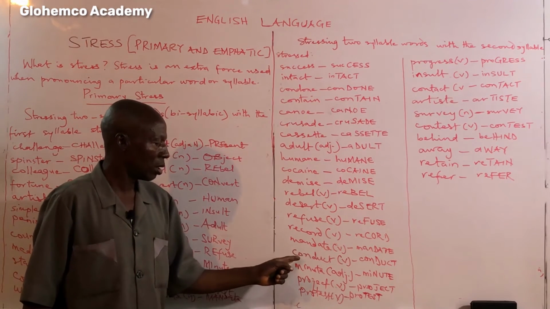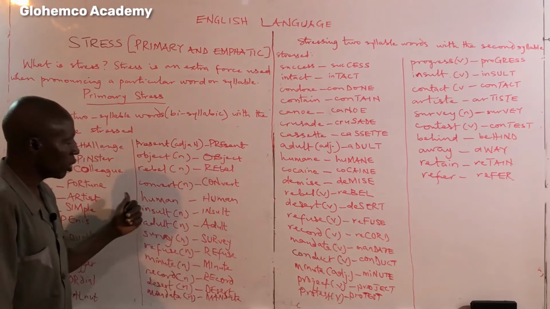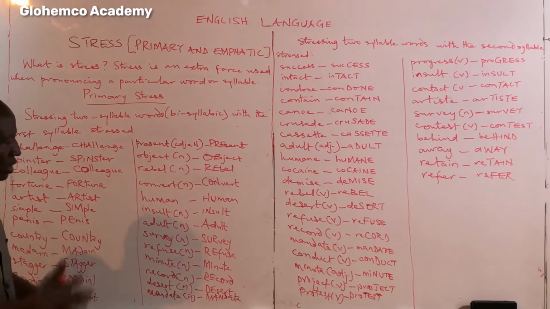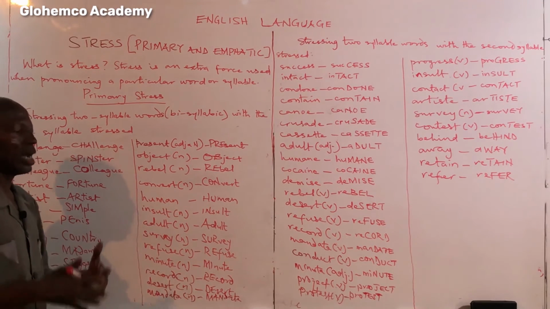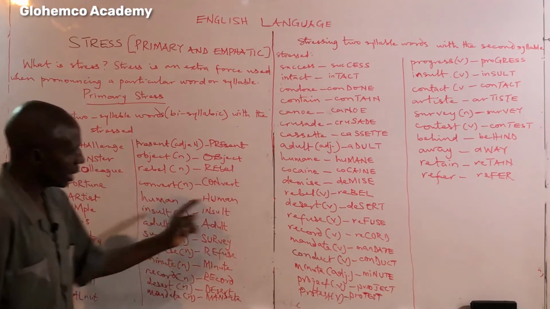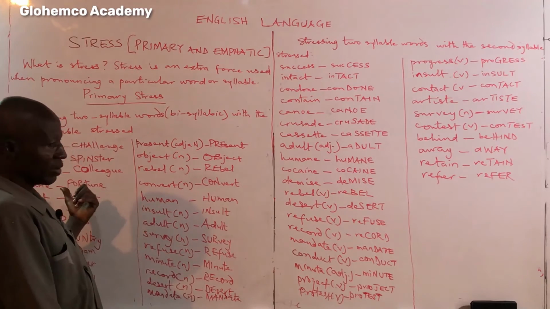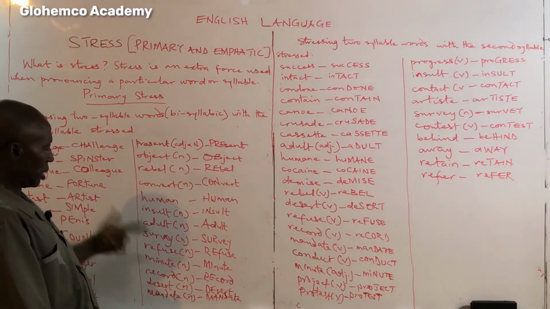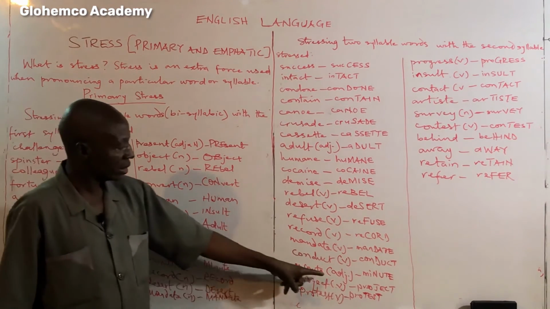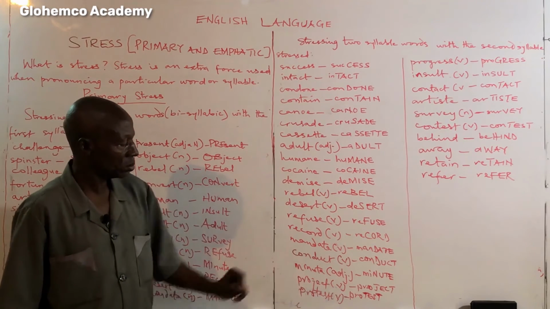Then we have conduct. Here you have conduct, just like attitude or behavior. But here you have conduct as a verb. Then here you have minute, whereas under this we have minute.